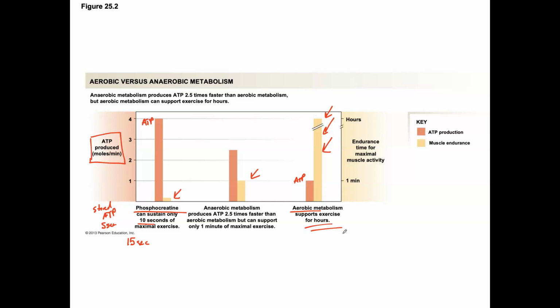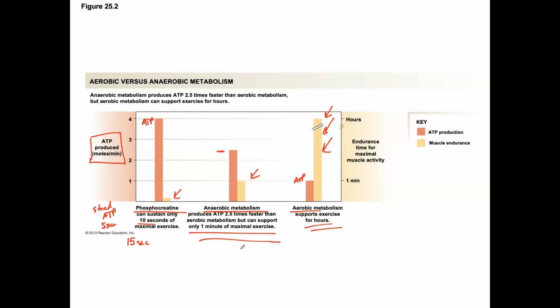As the activity becomes more intense, then we need to shift to anaerobic metabolism. Anaerobic metabolism does generate ATP faster than aerobic metabolism. It's about 2.5 times faster production of ATP, but it's such a small amount of ATP that is produced that it can only sustain maximal activity for about 1 minute of time. So only about a minute of maximal exercise is going to come from anaerobic metabolism.